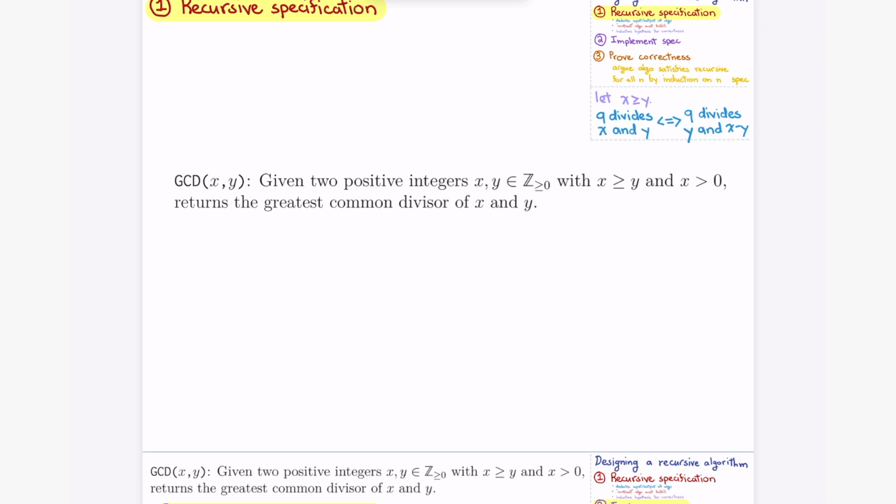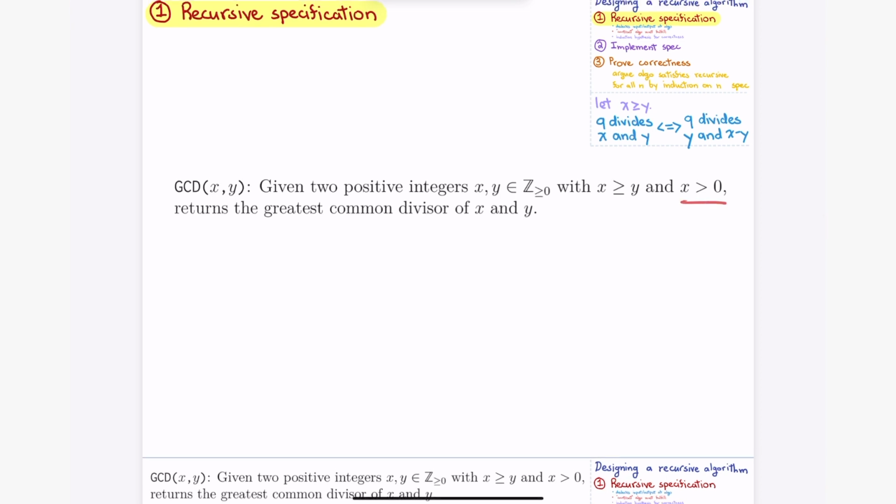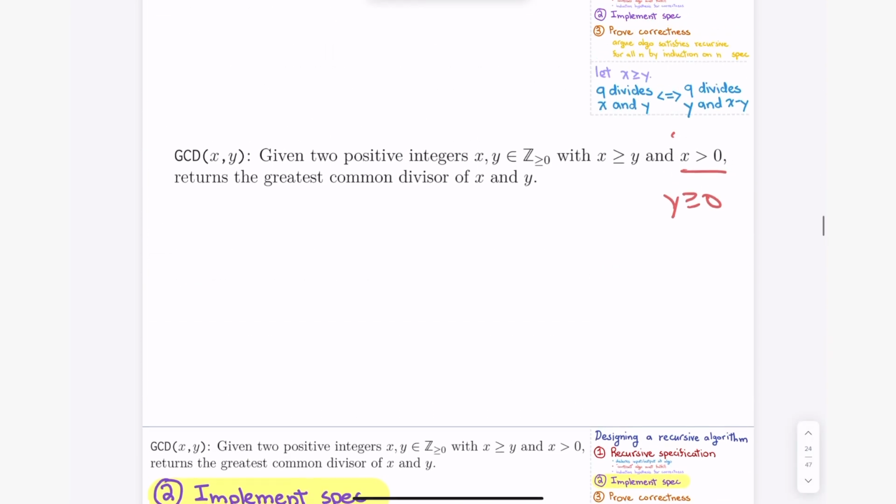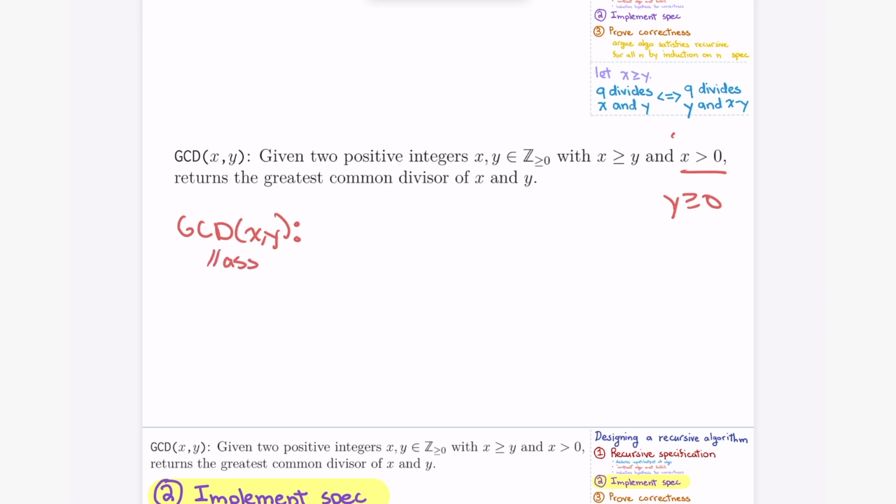Oh, I guess I also specified probably x greater than 0 and y greater than or equal to 0. If the numbers start getting negative, then it's going to be kind of messy. Okay, so let's implement it recursively. And here we'll just assert that x is greater than or equal to y, so your code will crash if it doesn't. And we'll let the user know: make sure x is greater than or equal to y.